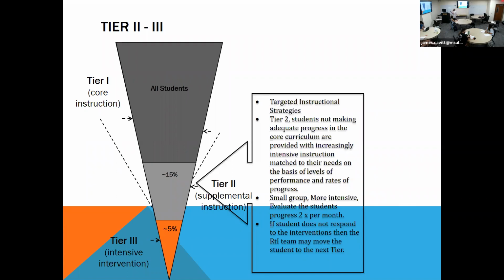We're targeting the instruction, knowing exactly what we're working on. We know the student's not making progress. We move him to a small group setting, 3 to 1, 4 to 1, 5 to 1, and we add an interventionist, and no longer just a general education teacher, but an interventionist is going to be involved. And it's going to be supplemental time to the general time. So it doesn't supplant the general education time, it supplements.